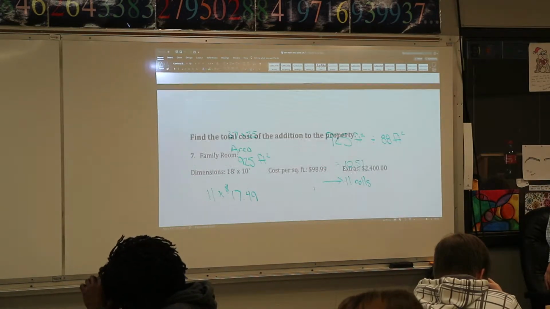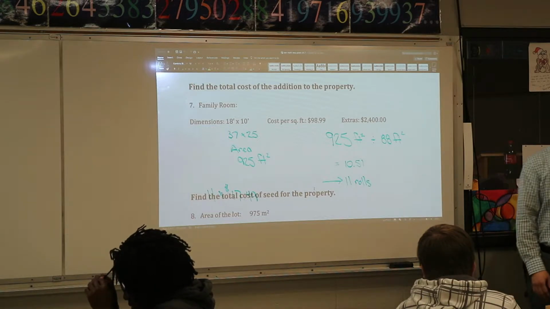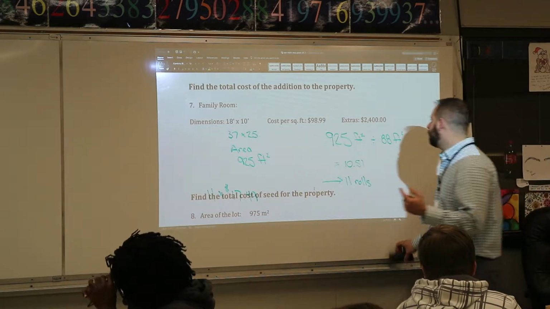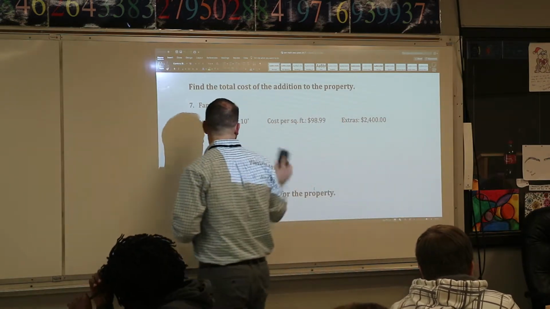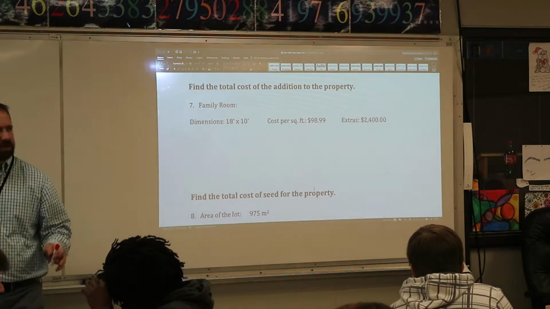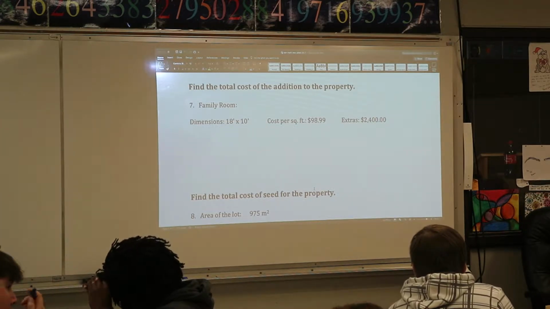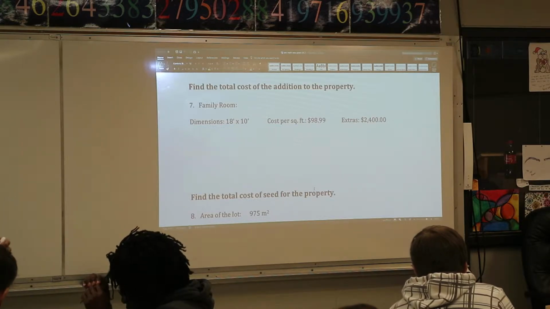Number 7. Family room. We have the dimensions of the room. We're going to find the cost per square foot and figure out all the extras. This comes down to looking at your designs that you guys came up with in your home and kind of picking dimensions, rough dimensions that you guys used, figuring out a rough cost per square foot. That was kind of an expensive room for the person that was doing it. They had a bunch of extras in there.